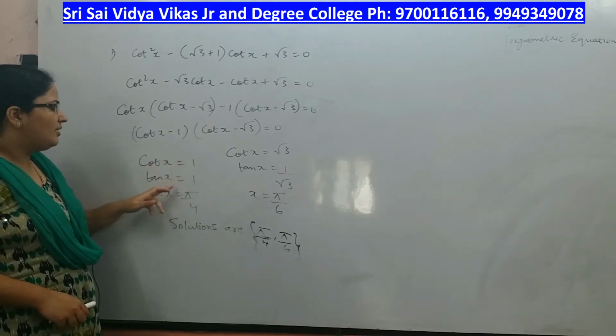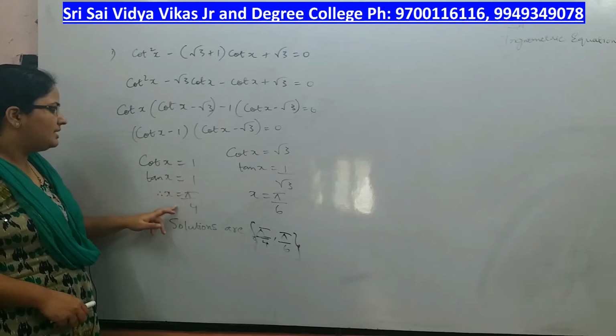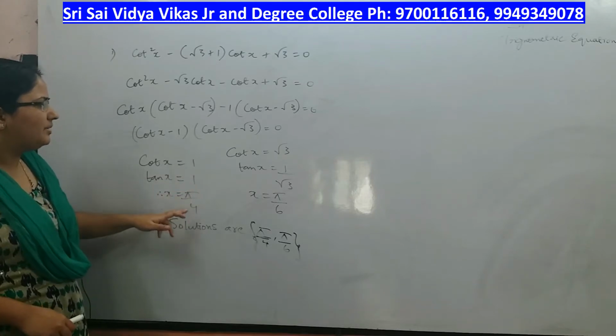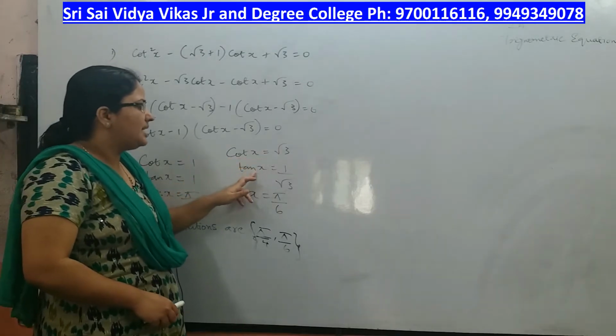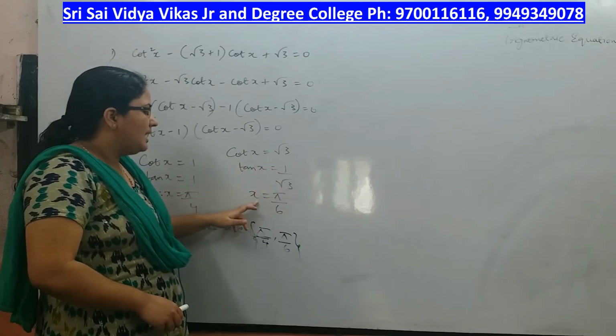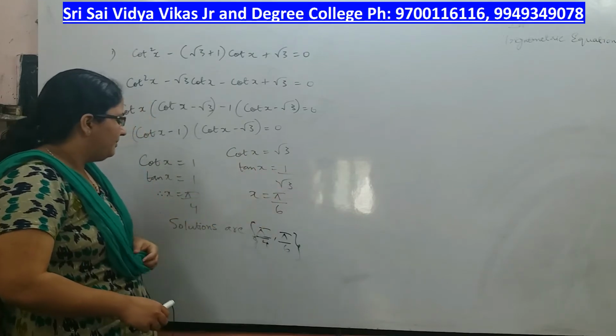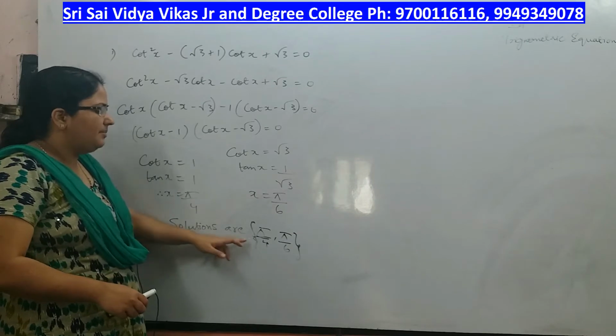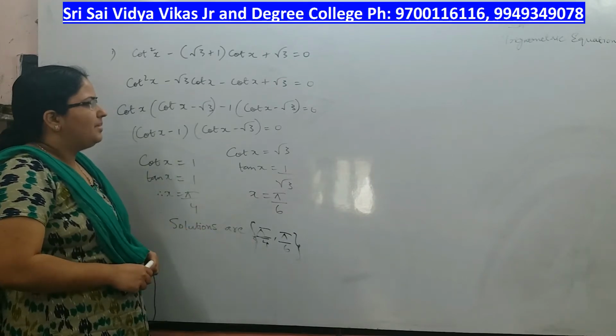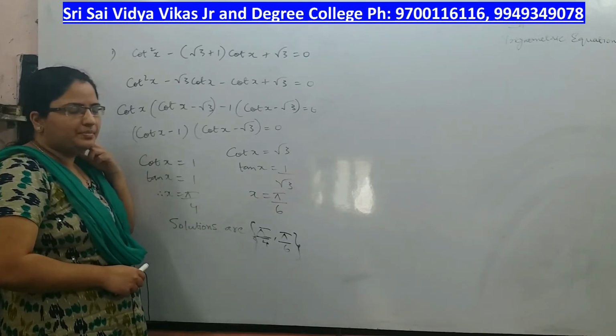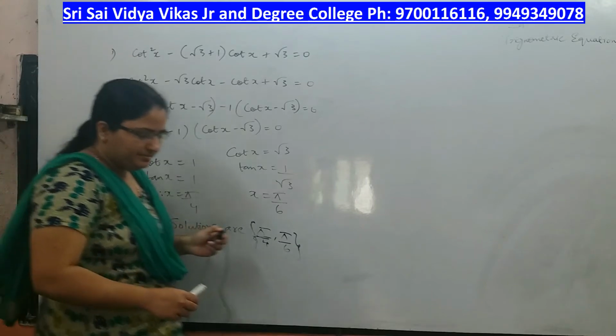Cot x is equal to 1 implies tan x is equal to 1, x is equal to pi by 4. Cot x is equal to root 3 implies tan x is equal to 1 by root 3, x is equal to pi by 6. The two solutions are pi by 4, pi by 6. That's about this problem.